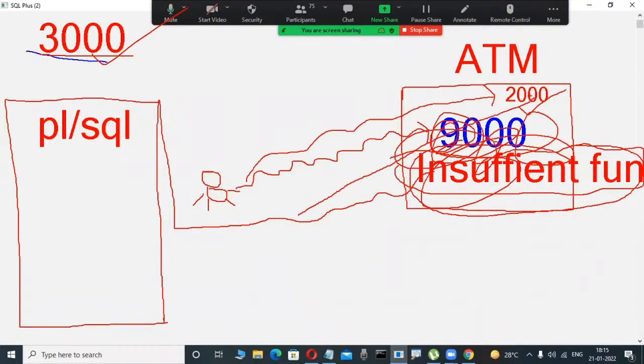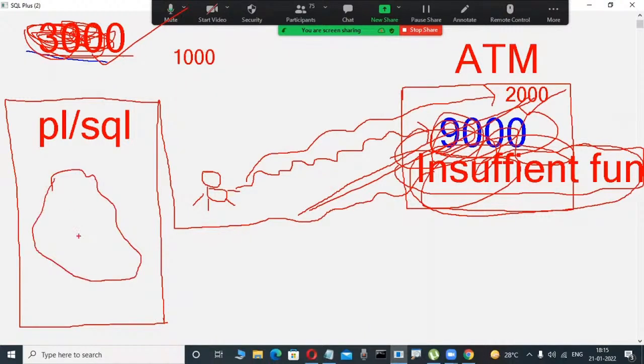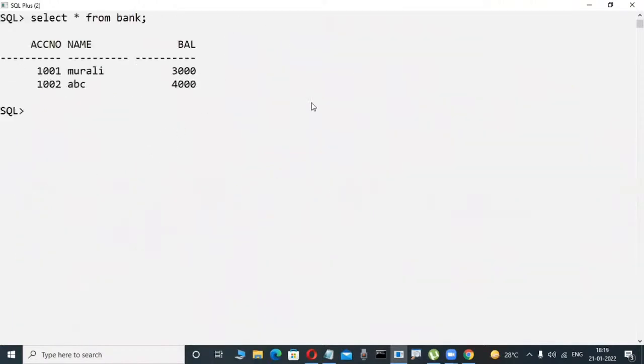Now, whenever we withdraw 2,000, what is the available balance? 3,000 minus 2,000, that is 1,000. That I want to reflect in my database. Otherwise, if you withdraw 2,000 and still 3,000 is available, the total banking system is collapsed. All those transactions are written through coding only. That's why for this type of coding, PLSQL developers are required in a project. Suppose, for example, now check it out.